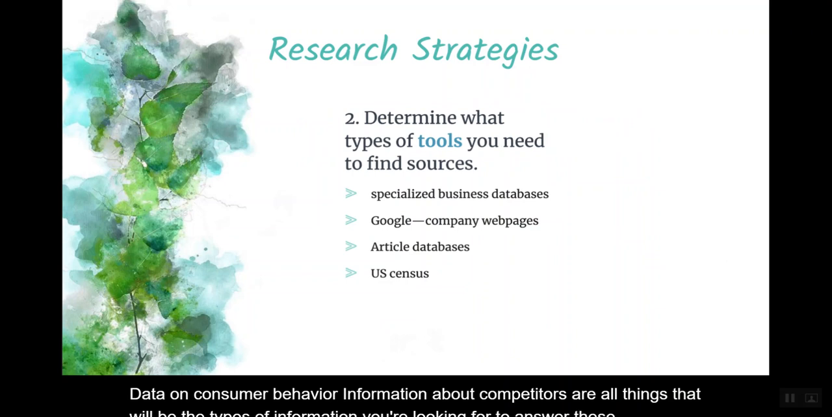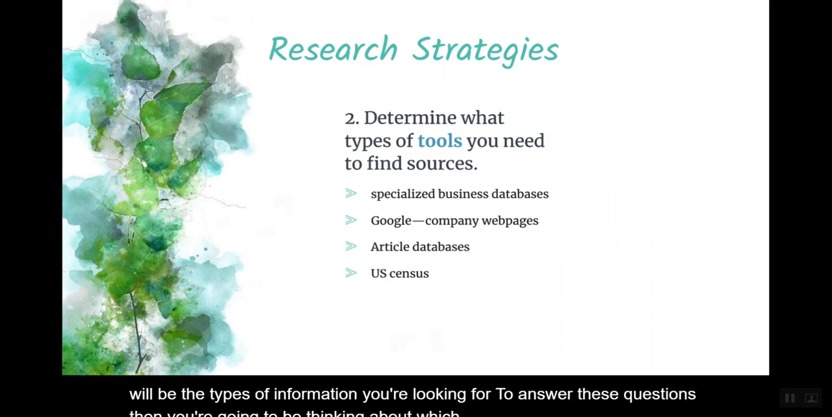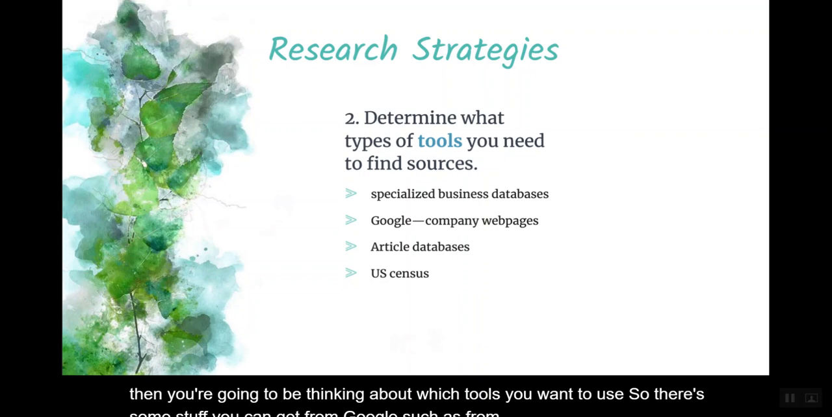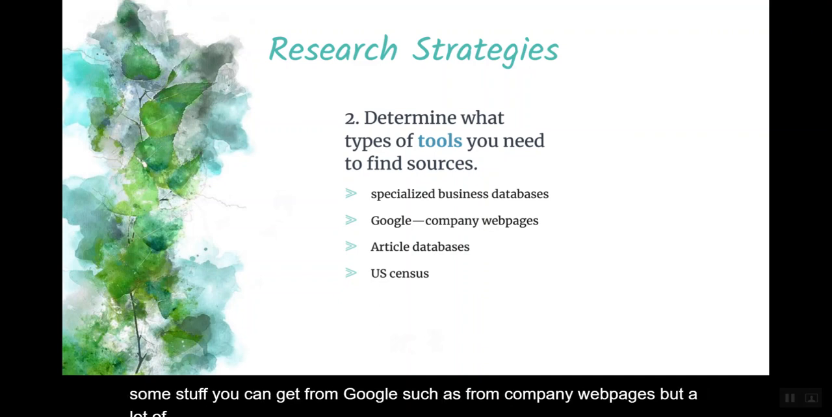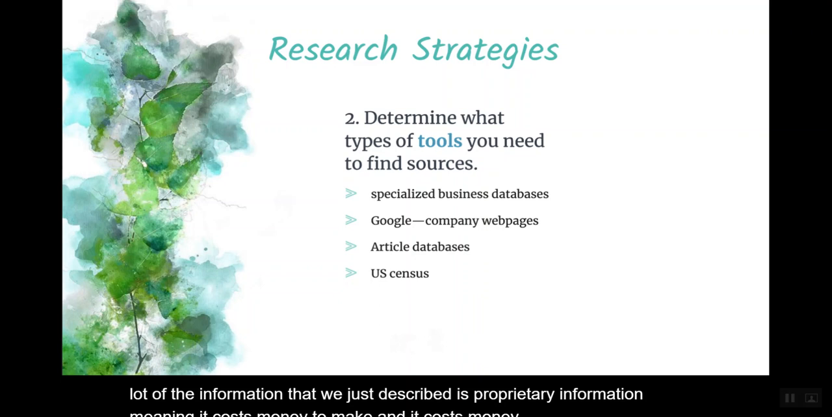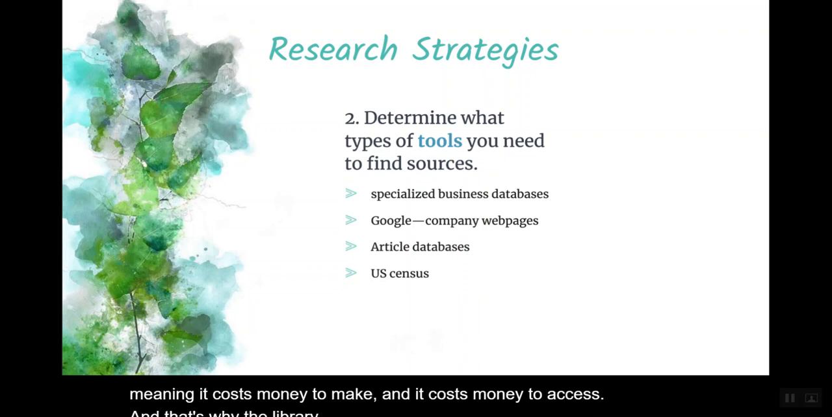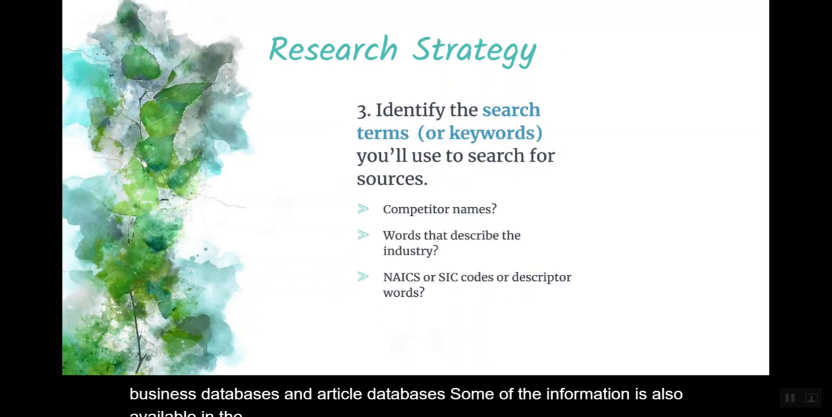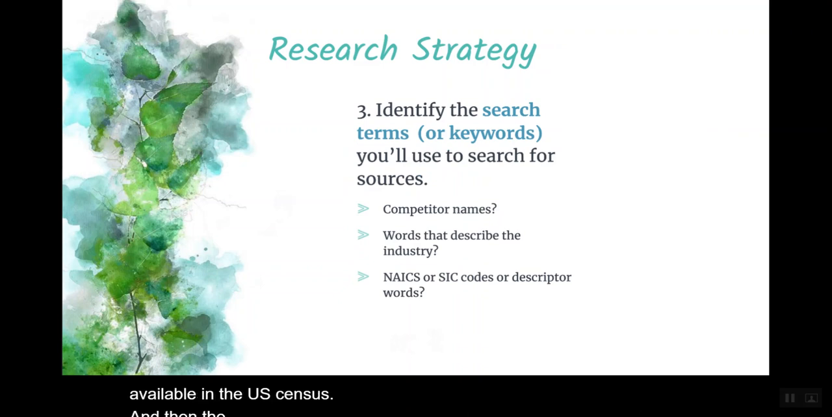Then you're going to be thinking about which tools you want to use. There's some stuff you can get from Google, such as from company web pages, but a lot of the information that we just described is proprietary information, meaning it costs money to make and it costs money to access. And that's why the library pays to provide you access to business databases and article databases. Some of the information is also available in the U.S. Census.